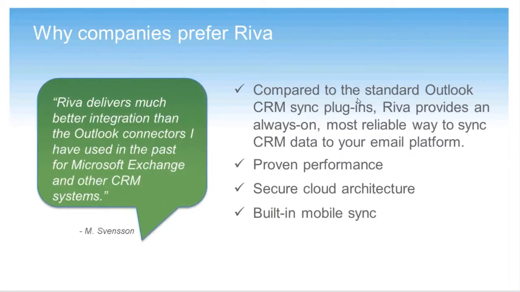Compared to the Outlook plugins available on the market, they find there's greater reliability and greater performance in terms of the integration. We offer a secure cloud architecture, but we also offer an on-premise version as well. And the interesting thing is that it's one native application. So one native application will run on-premise or in the cloud, and across all of the different client platforms as well as mobile devices. So these are key differentiators for Riva.